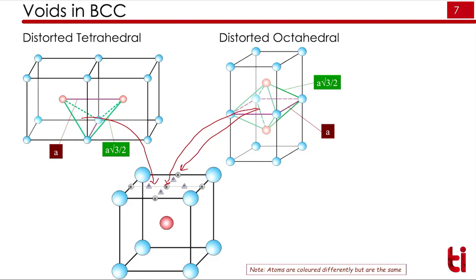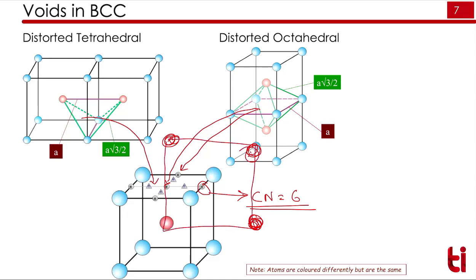Now you should ask how this void touches 6 other atoms. Why is the coordination number 6 here? We have an atom at the body center in 1 unit cell. Again take an atom on the body center in another unit cell, again in the 3rd unit cell, again in the 4th unit cell. So this will form 4 coordination number. Again it is touching this atom also and this atom also. So it touches 6 other atoms. That's why the coordination number is 6.